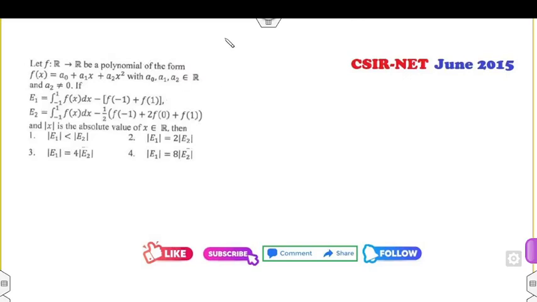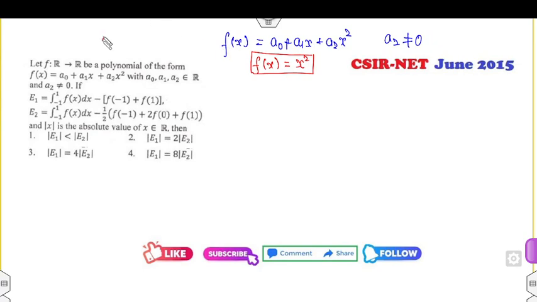Another problem, again Px in this case is Fx. Fx is given to be A0 plus A1x plus A2x square. Again, it is given that A2 is non-zero. Again, I can choose Fx as x square. Fine. I can choose again A2 as 1 and the rest of the numbers as 0.